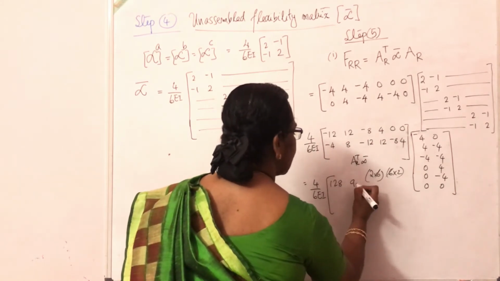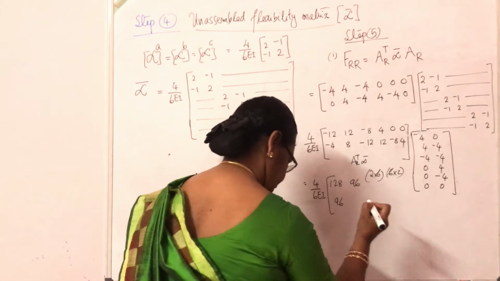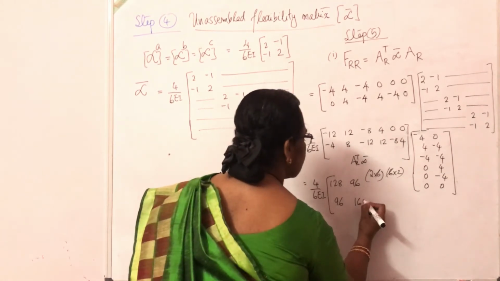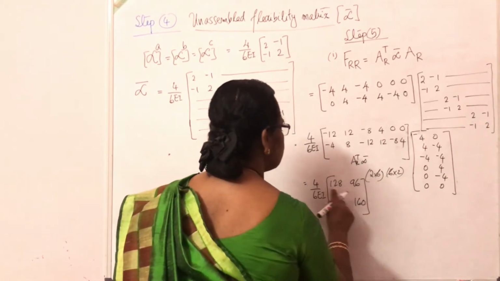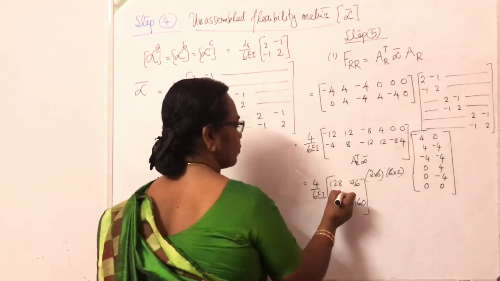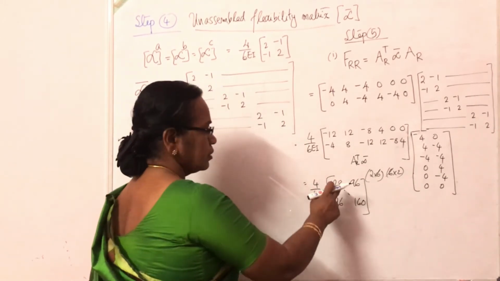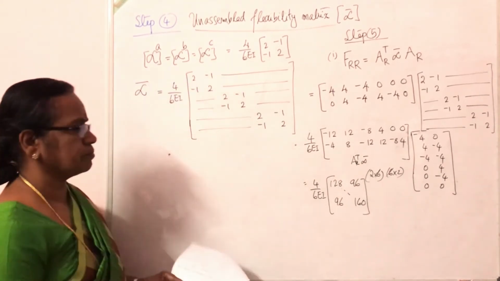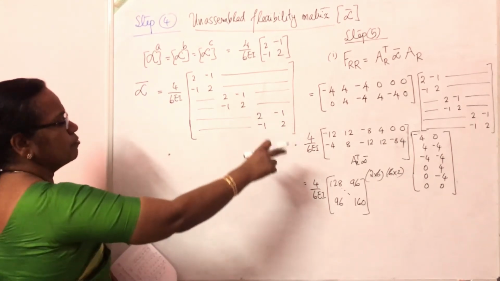128, 96, 96, 160. You see that the flexibility matrix due to an FRR should always be a symmetric matrix and the diagonal element should be positive. Now that's the first step.